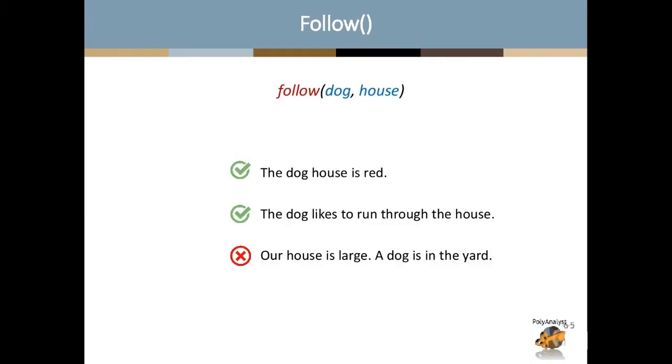The follow function imposes ordering on our words. The dog house is red. Dog comes before house, so this is matched. The dog likes to run through the house. Again, dog is before house, so we're okay. However, our house is large. A dog is in the yard. Dog does not come before a house here, so this query is not matched.